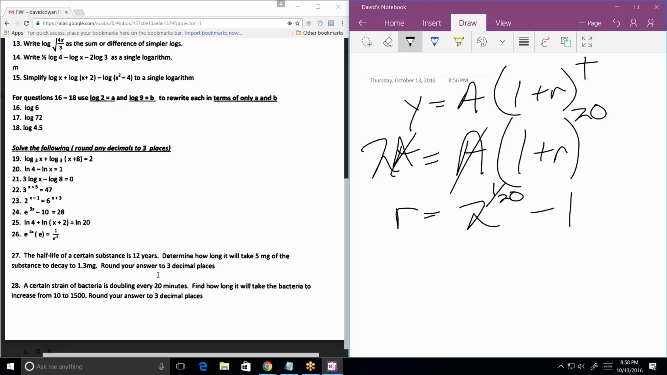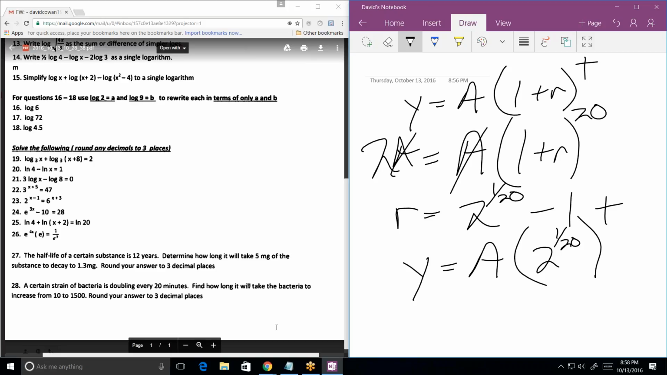Now use that in your original equation so that y is equal to a. Well, 1 plus r is going to be just 2 to the 1/20th power to the t. Now you can answer the second part. In other words, you can't answer the question until you solve for r.